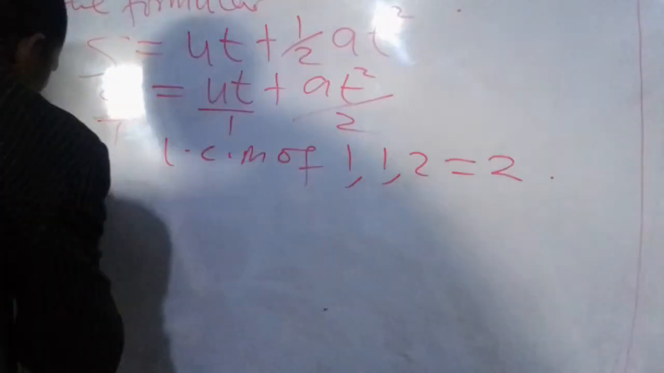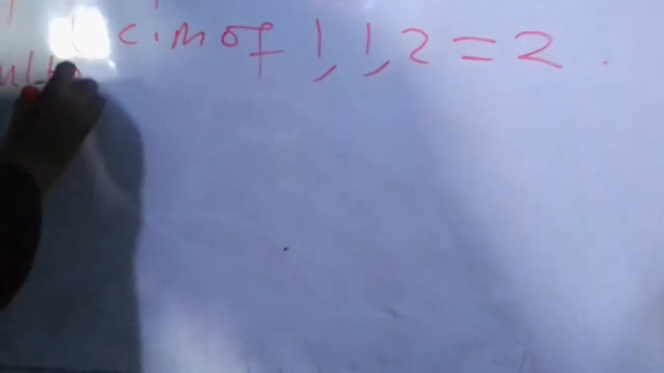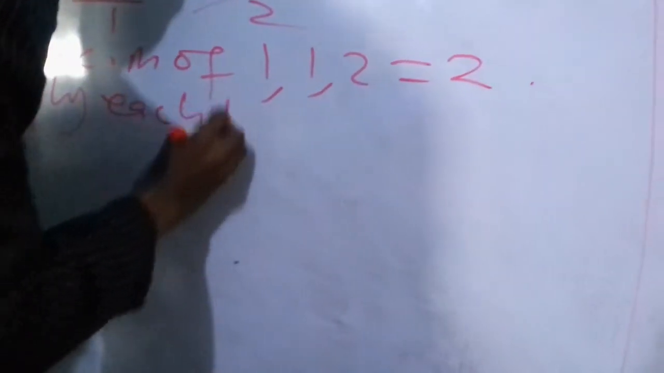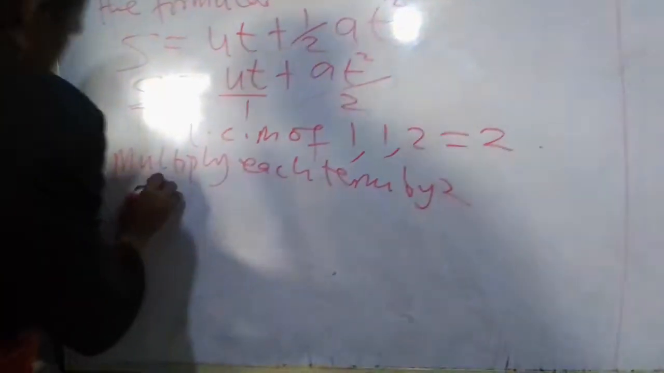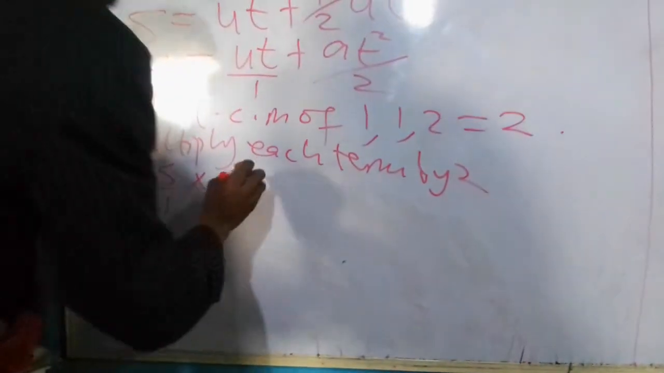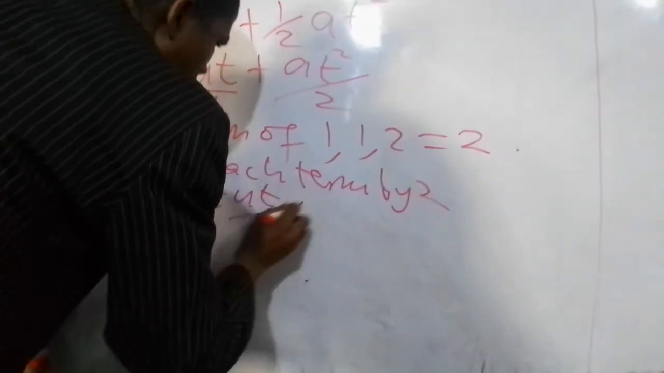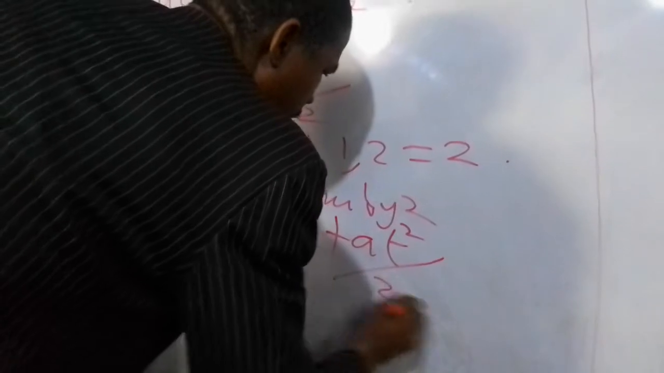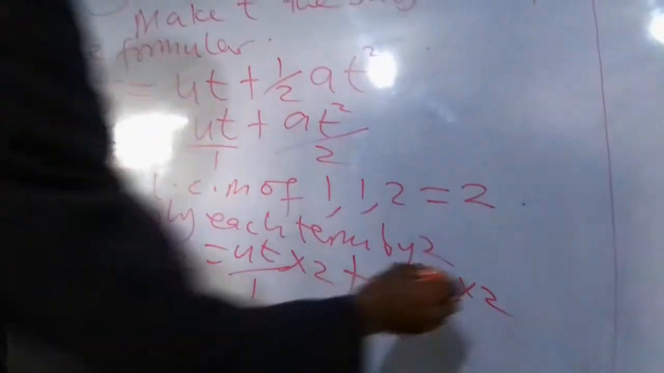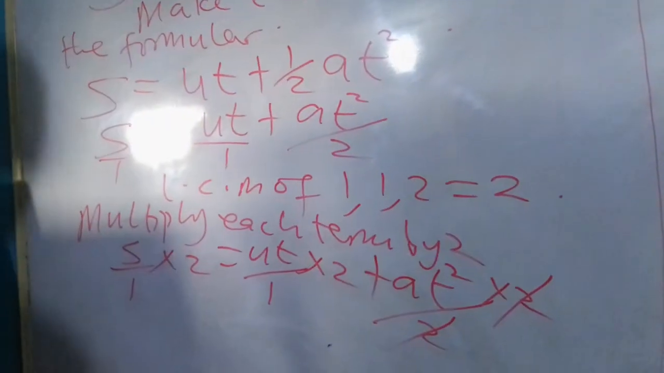The next thing is to multiply each term by 2. We have S over 1 multiplied by 2 is equal to UT over 1 multiplied by 2 plus AT squared all over 2 multiplied by 2. These 2 we cancel these 2.